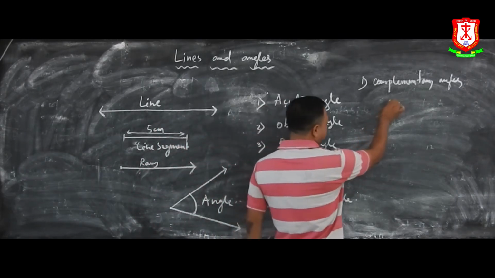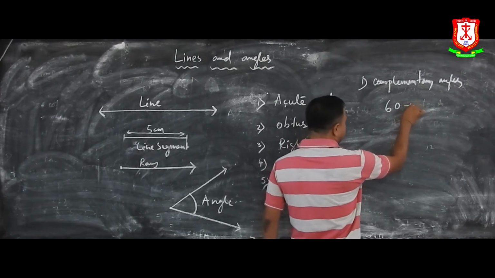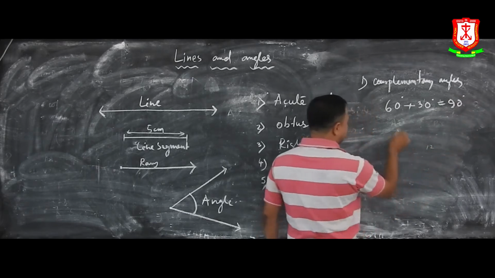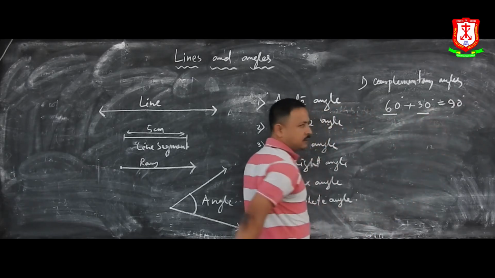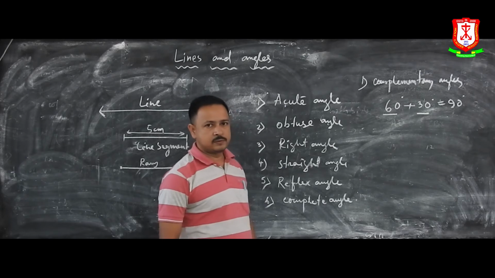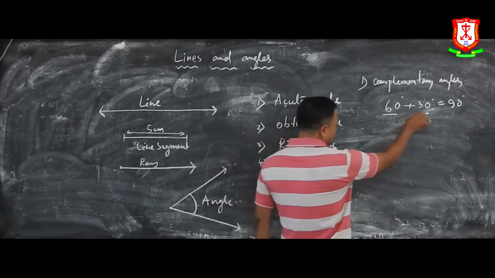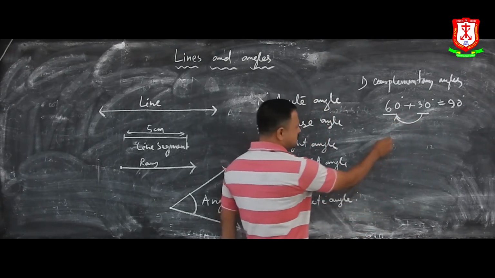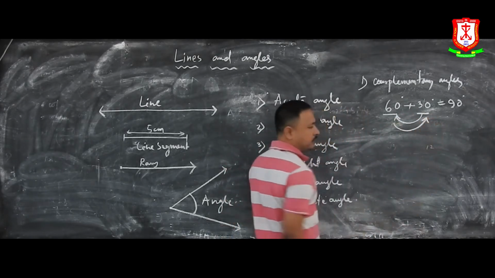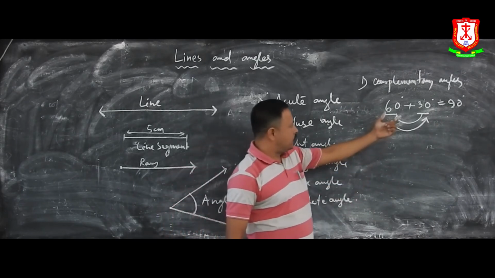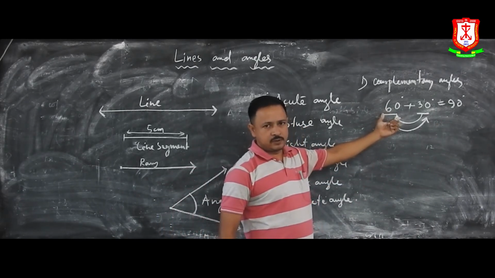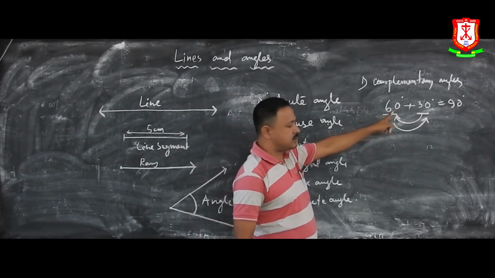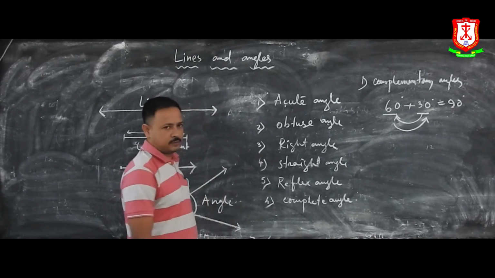So as for example, 60 plus 30 is equal to 90 degree. That means 60 and 30 are complementary angles. And 30 degree is called the complement of 60 and 60 degree is called the complement of 30. So what is the complement of 60 degree? 30 degree is the complement of 60 degree and 60 degree is the complement of 30 degree.